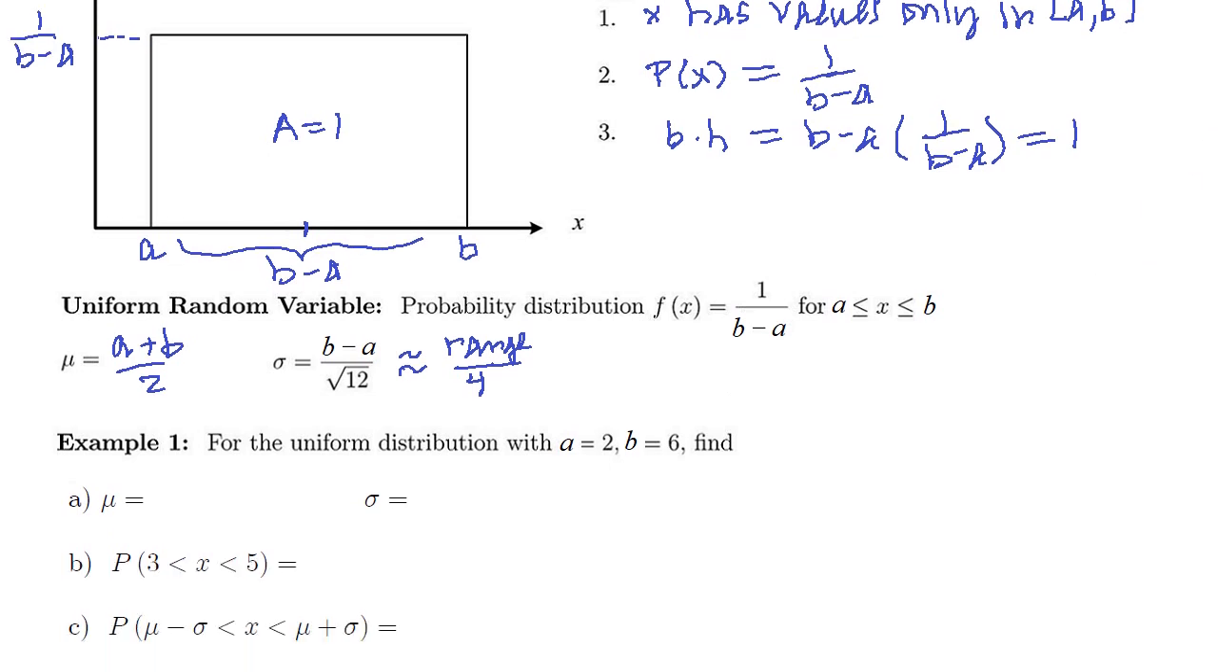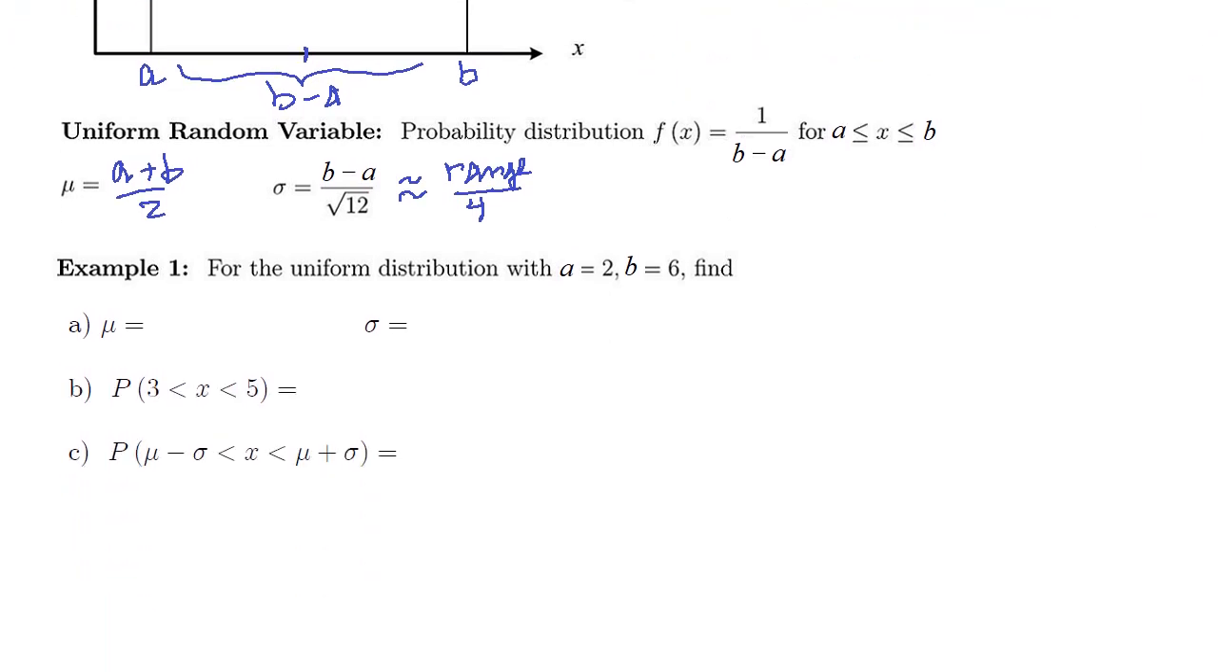So let's look at an example using this uniform distribution. So we're going to take uniform distribution with a equals 2 and b equals 6. We want to find mean and standard deviation, probability that x is between 3 and 5, and then the probability that x is within 1 standard deviation. So let's go ahead and sketch this distribution. So there's our vertical p of x and our horizontal x. And then we're going from 2 to 6.